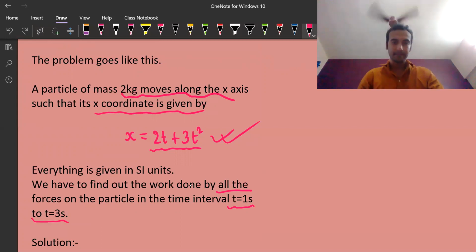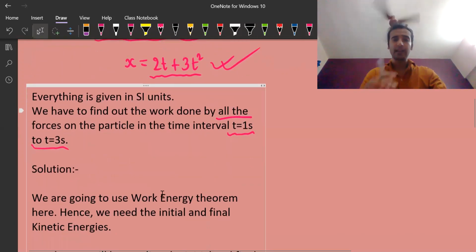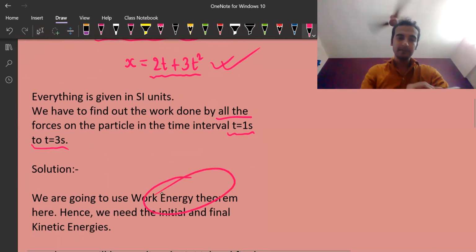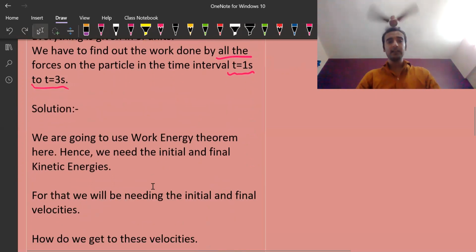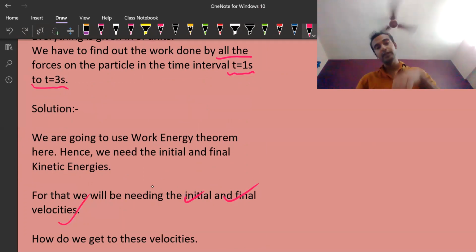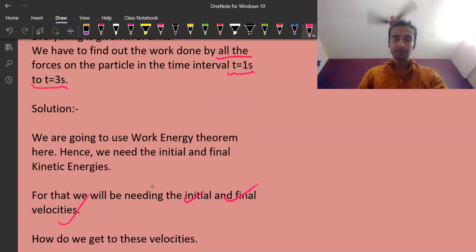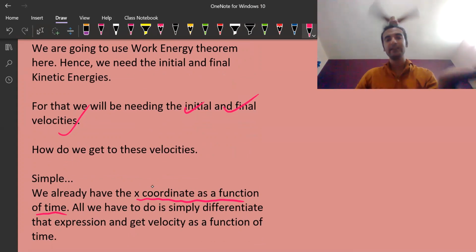So how do we go about it? Yes. So let's start solving the problem. We are going to use the work energy theorem here. Hence, we need the initial and final kinetic energies. Okay. Now, for that, we need the initial and final velocities as well. So how do we find the initial and final velocities? This is very simple, because we already have the x coordinate of the particle as a function of time. So all we have to do is simply differentiate that x coordinate.